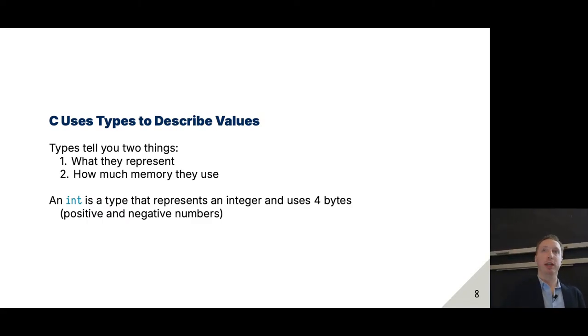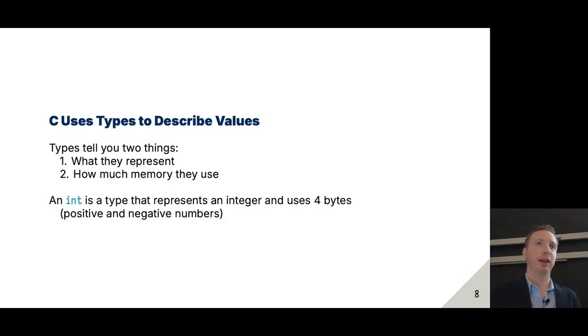So C uses something called types to describe values. I had a question of that yesterday: if the number 65 is an A, how do you tell the difference? Types are a way for you to tell the difference of what that byte is actually supposed to represent. A type actually tells you two things. It tells you, most importantly to us, what it represents, and it also tells you how much memory it uses.